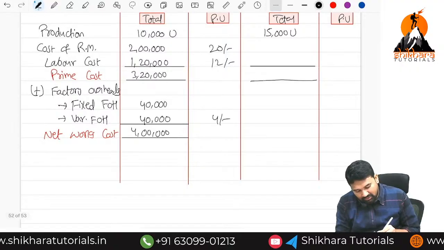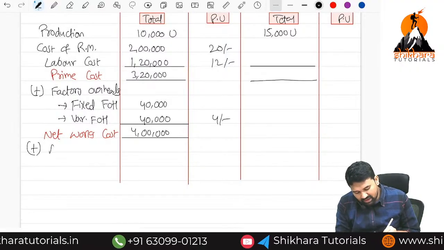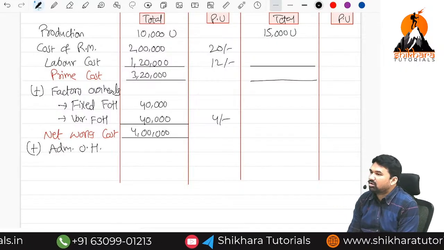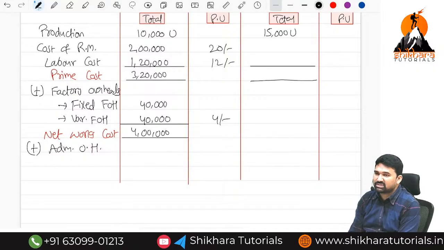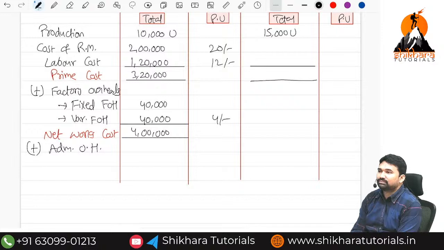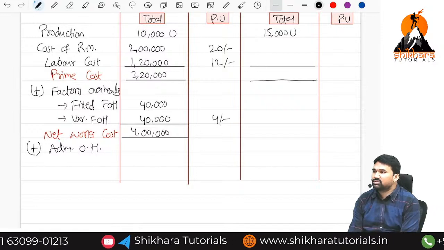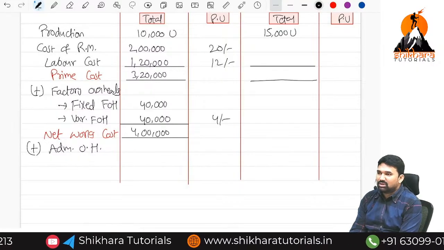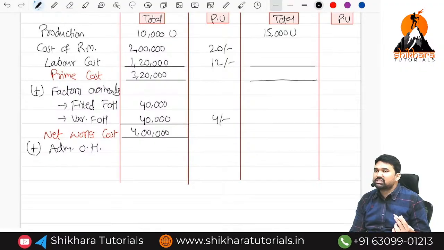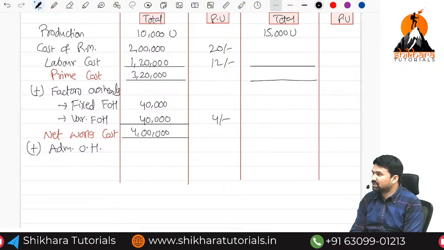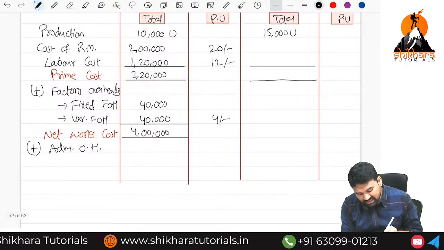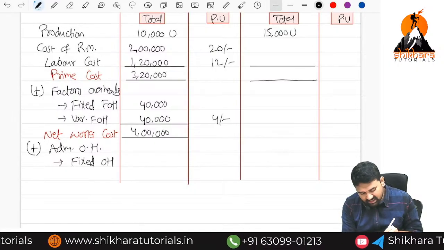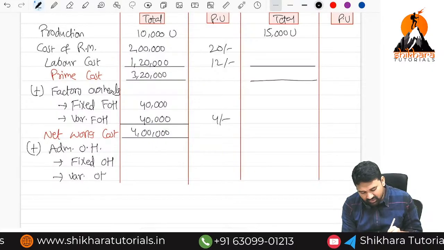After works cost, we have to add administration overheads or office overheads. Both are same, different names. You have different names in your home, right? Like this, office overhead and administration overheads are both same. Here also, he has clearly given administration overheads 50% fixed and 50% variable.